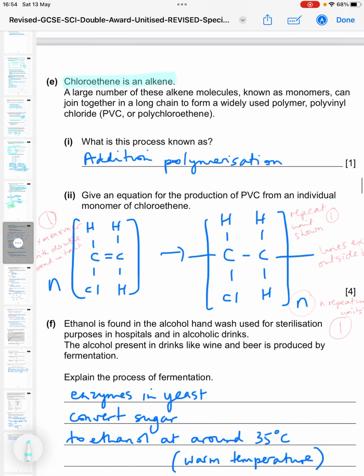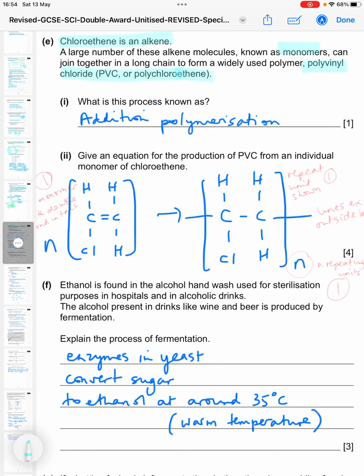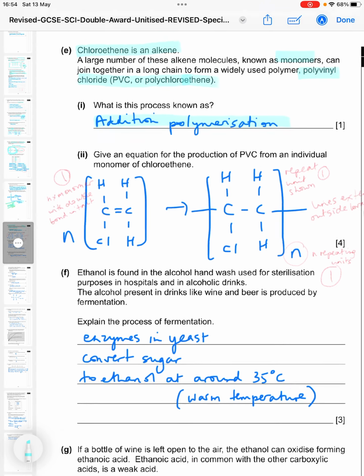Next one is about polymerization. It says chloroethane is an alkene. A large number of these alkene molecules, known as monomers, can join together in a long chain to form a widely used polymer, polyvinyl chloride, which is PVC, or polychloroethane. So what is this process known as?